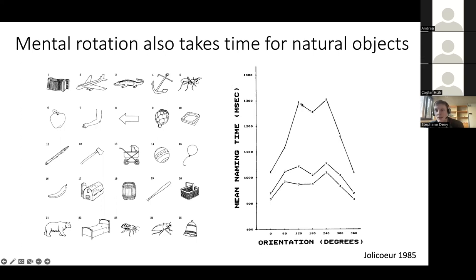They did find a dip here at 180 degrees. It seems that when the object is perfectly upside down, people are slightly faster on average than when the object is slightly off. But this phenomenon is highly reproducible.